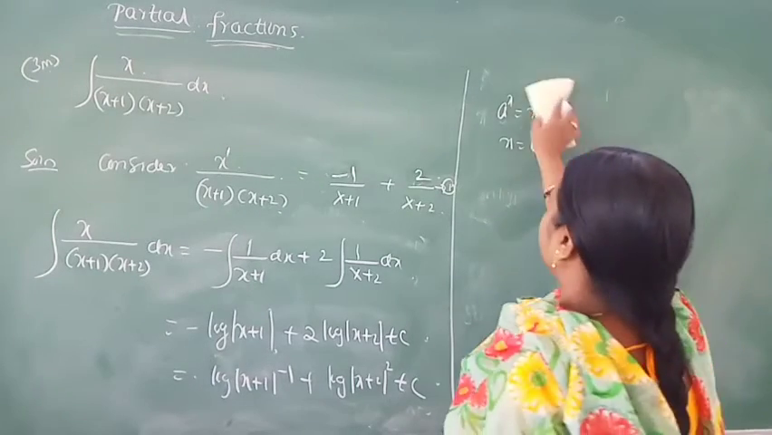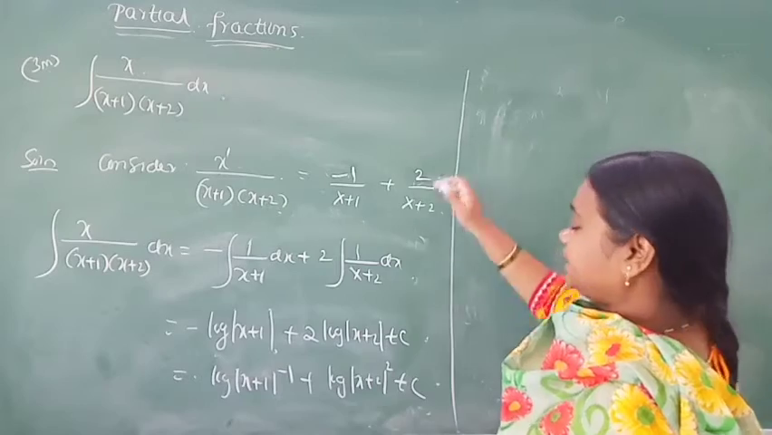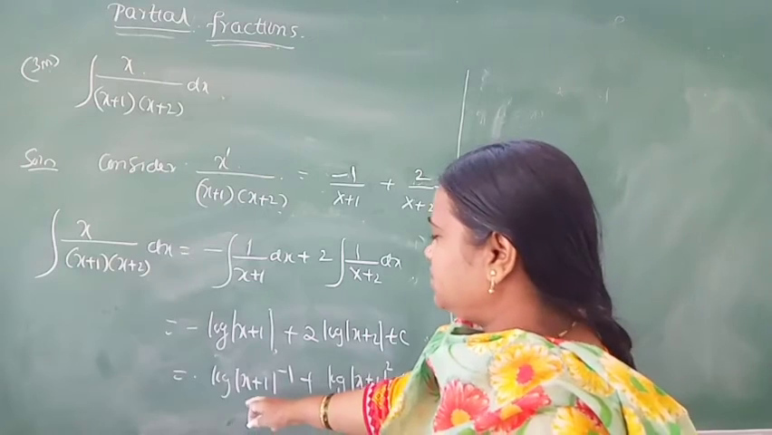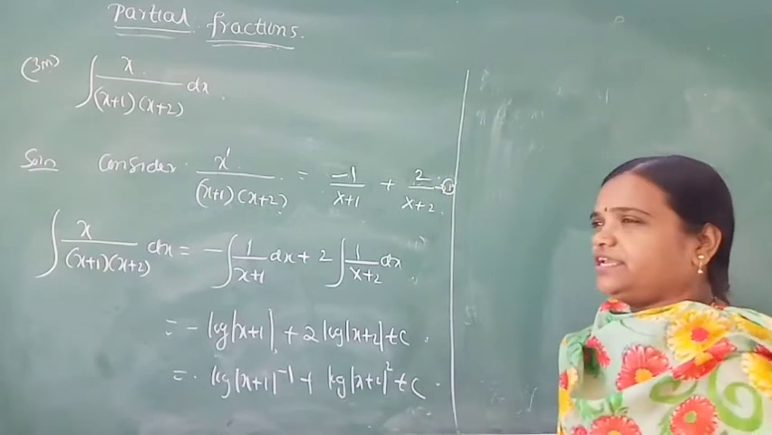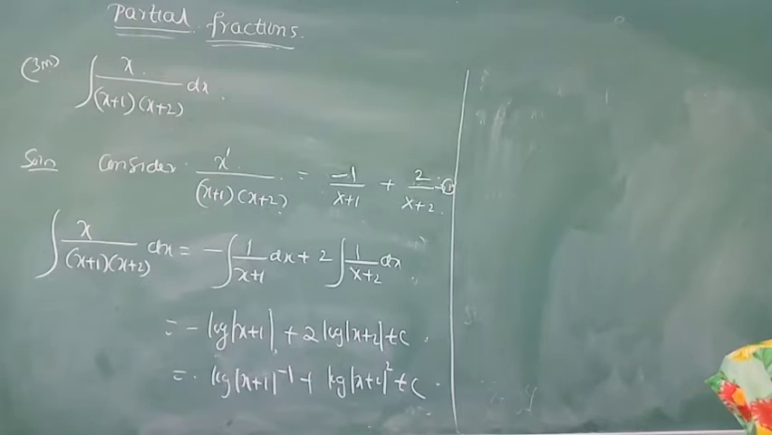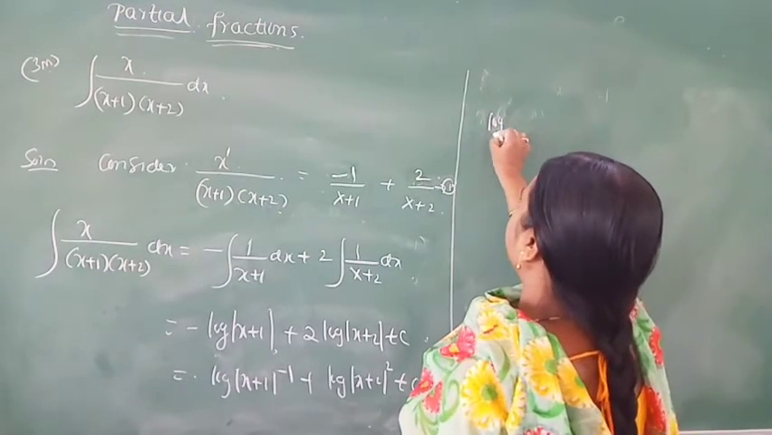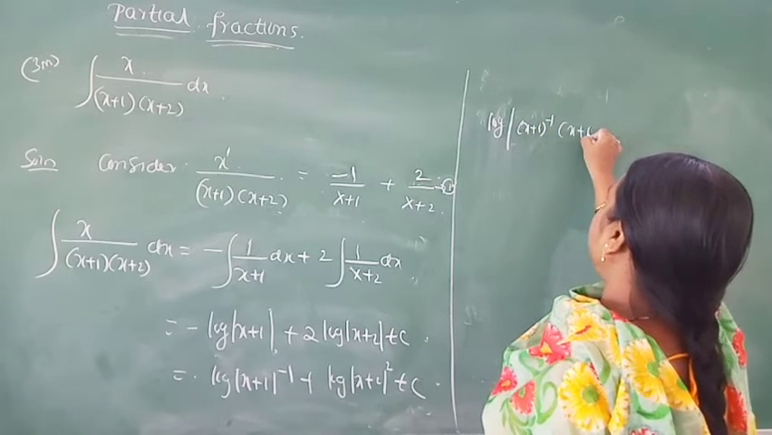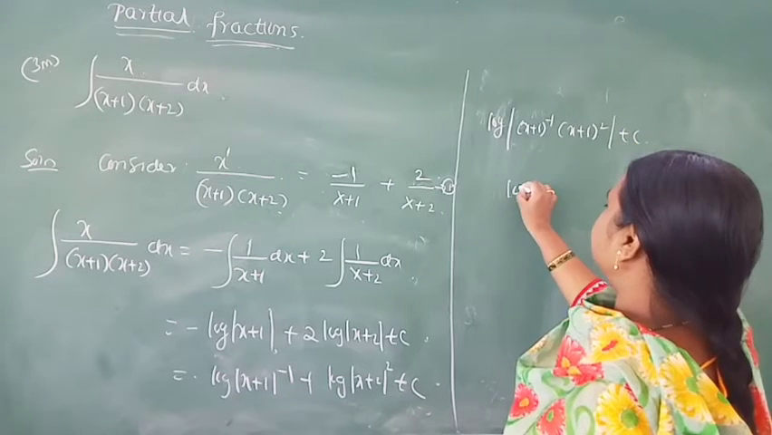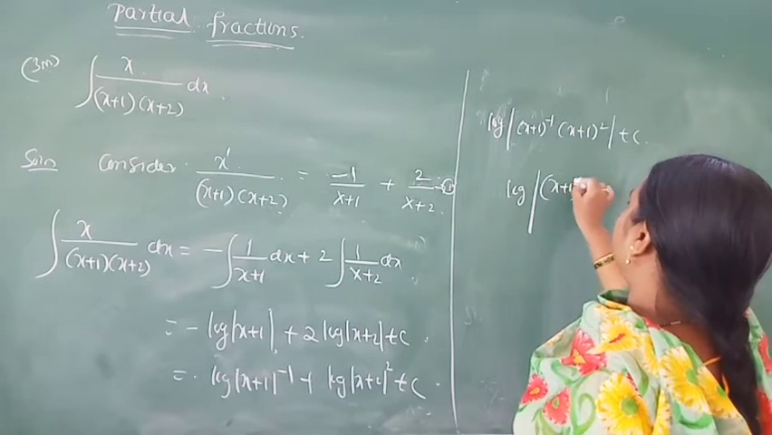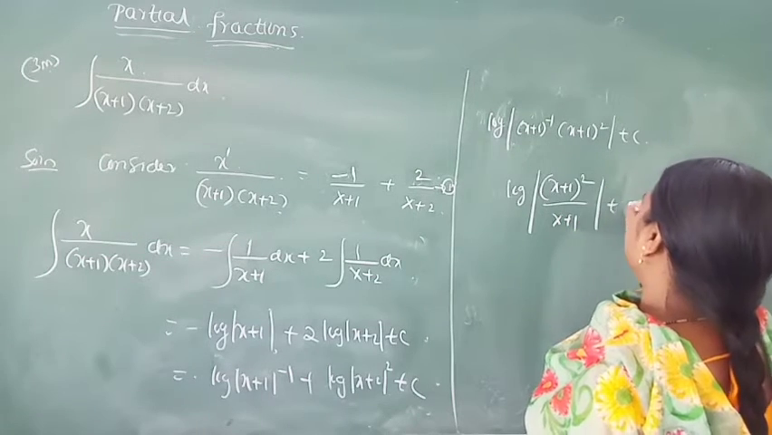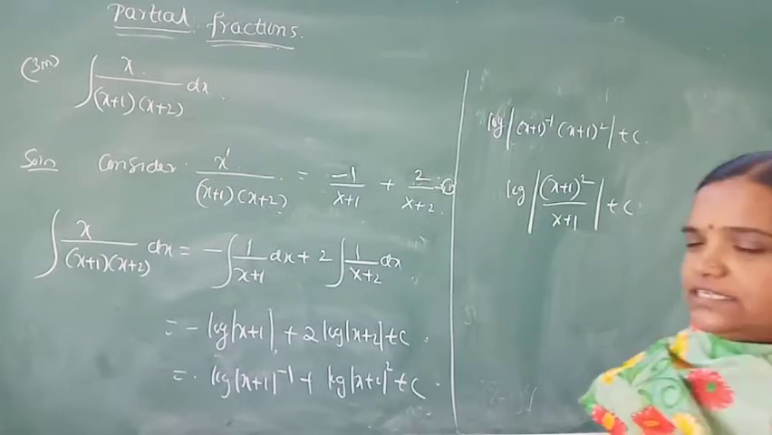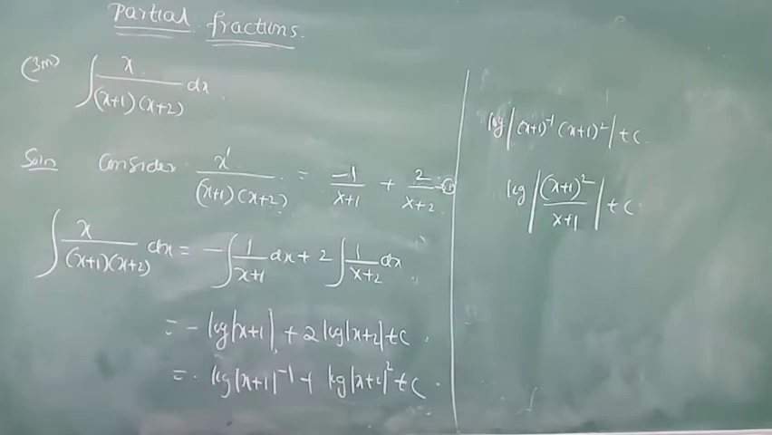Okay. Next, these two are in the form of log, and it is what? Log of m plus log of n. Log of m plus log of n can be known as log of m into n. Correct. Means it is x plus 1 to the power minus 1, x plus 2 the whole square, plus c. And this is log of x plus 2 the whole square divided by x plus 1, plus c. 1 raised to minus 1 will go to the denominator, then it is plus. In this way, we can do the example using the method of partial fractions.